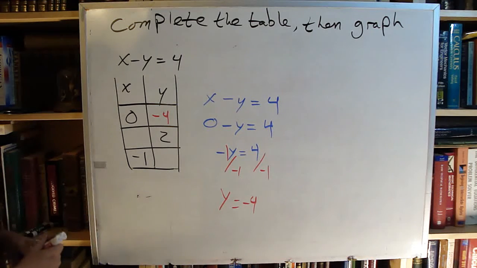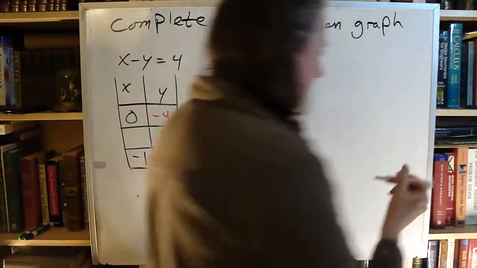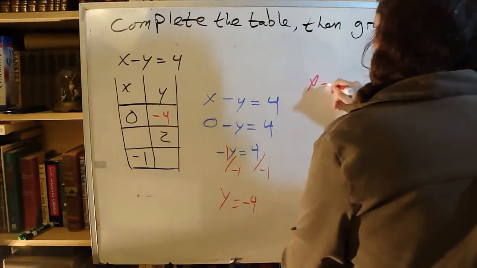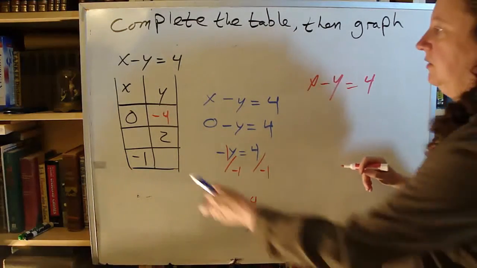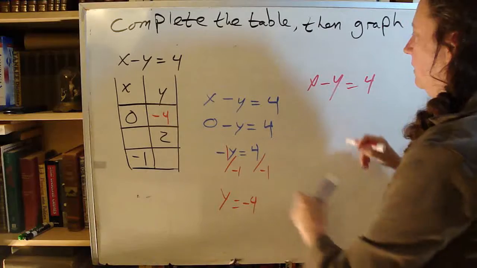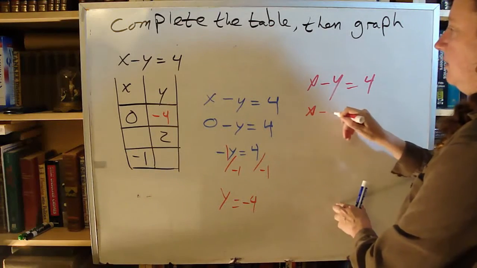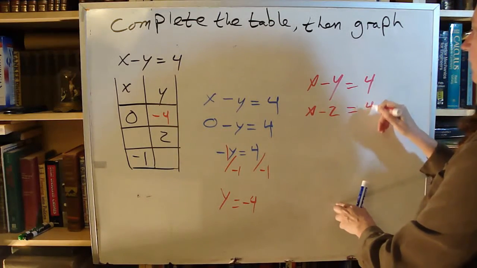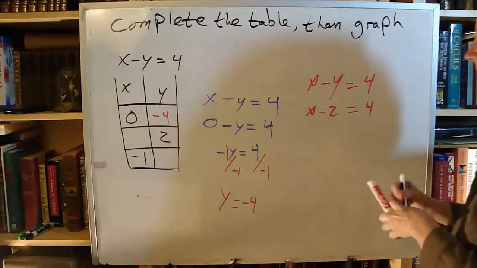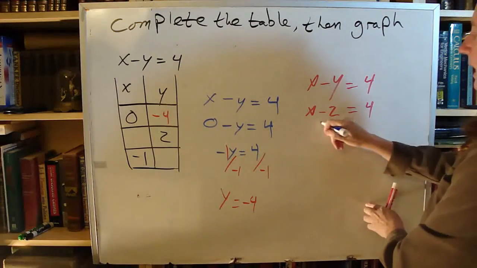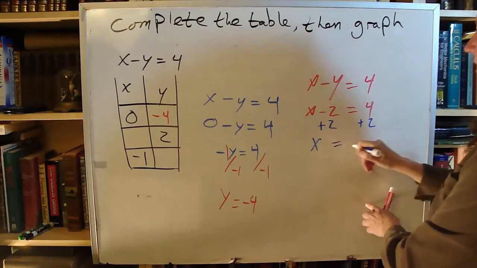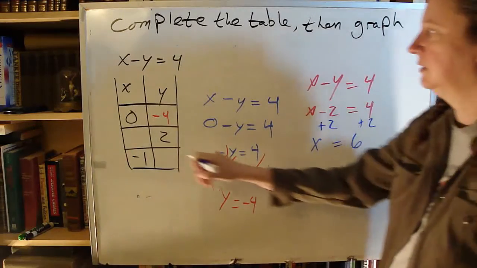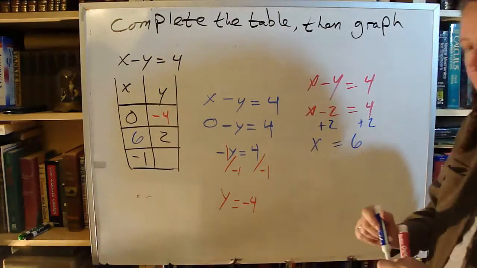Moving to the next one. Again, we have the same equation, x minus y equals 4. This time, though, I have to replace y with 2. So I have x minus 2 equals 4. Add the 2 over. X is 6. Put the 6 in the right spot.